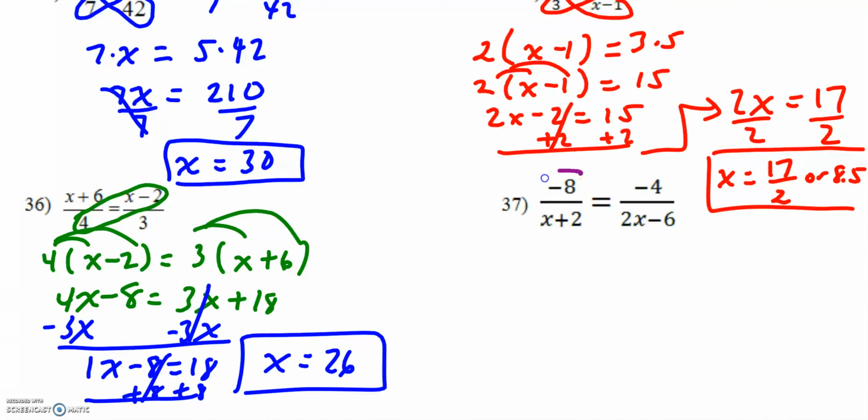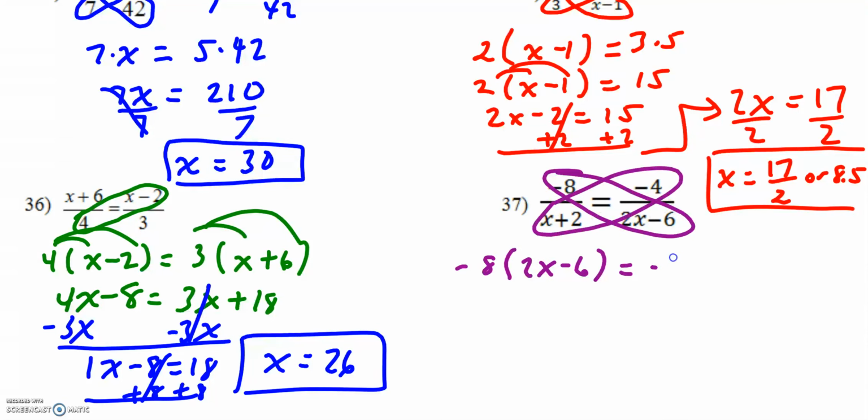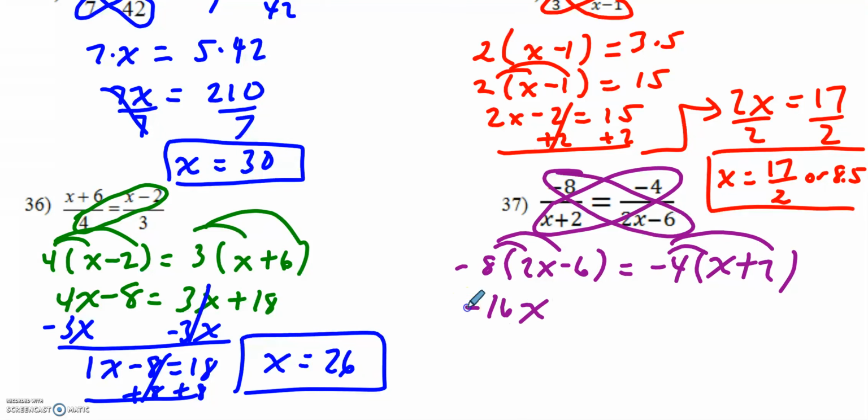Number 37, got some negatives, but still fractions equaling fractions means we can cross multiply. Negative 8 times 2x minus 6 should be the same as this diagonal, which is negative 4 times x plus 2. Similar idea to 36, just a little bit more negatives. Negative 16x, negative times negative, positive 48, equals negative 4x minus 8. That's a 2. Negative 4 times positive 2 is negative 8.